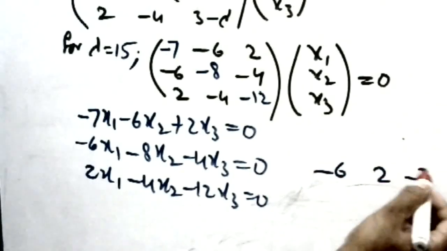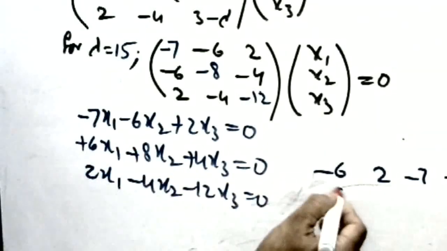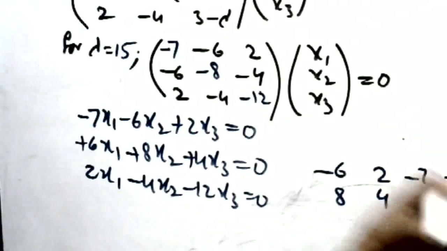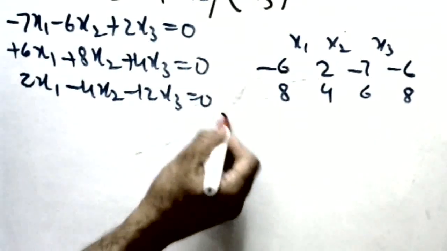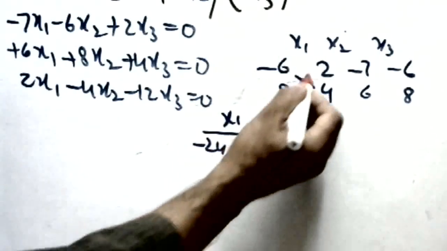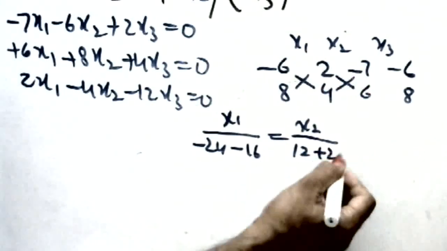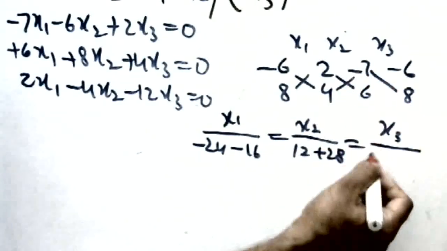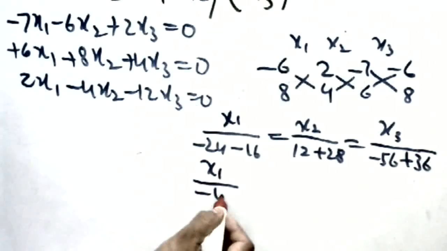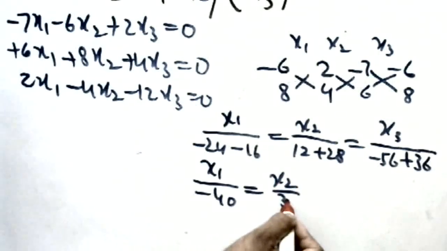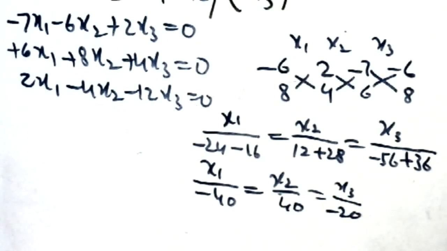Let me take the first equation: minus 6, 2, minus 7, minus 6. Suppose let me take minus common, this all will become plus. Now let me start from 8, 8, 4, 6, 8. X1, X2, X3. So you see here, X1 divided by minus 24 minus 16. Now x2 divided by 2 into 6, 12, minus minus 28, which is plus 28, equals to x3 divided by minus 56 minus minus 36, which is plus 36. So we get here x1 by minus 40 equals to x2 by 40 and x3 by minus 20.